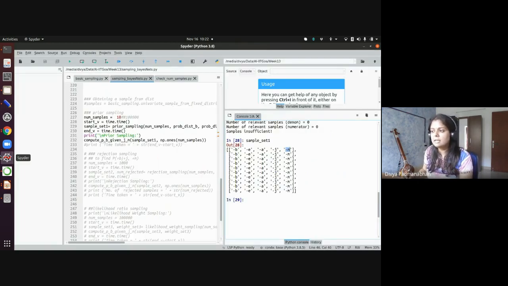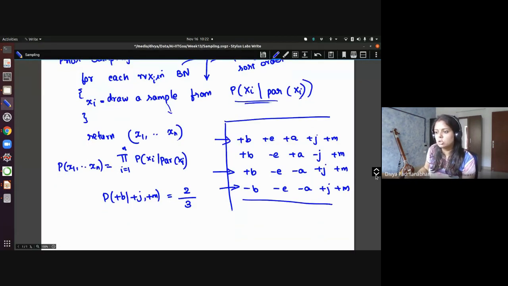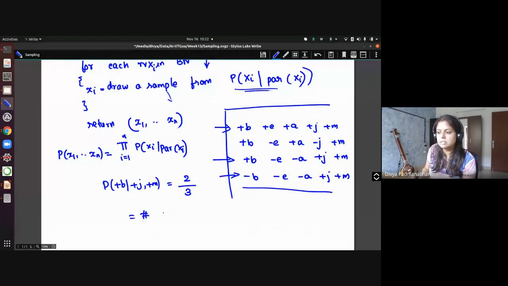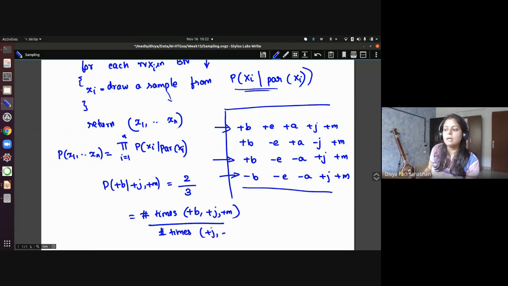But what happened here when I drew the samples was that every time I got a minus j minus n, so this number I couldn't compute. How would I do this? It is the number of times I got plus b plus j plus n divided by the number of times I saw plus j and plus n. Now I didn't see this; this part was 0. In every sample I had something else, so this was not computable.